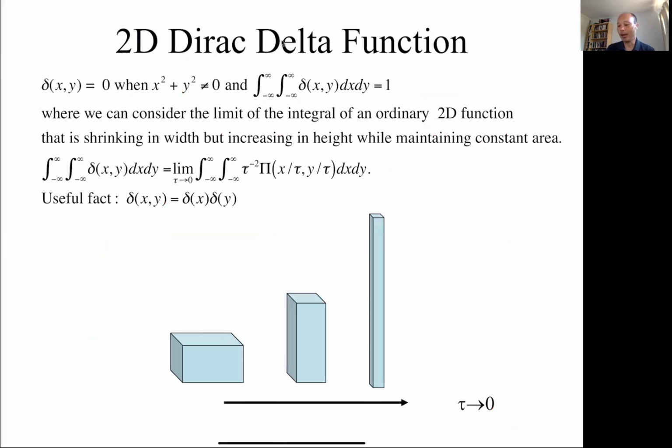So in 2D, we could have a 2D Dirac delta function, which is just delta of x, y equals 0 when x squared plus y squared is not equal to 0, and otherwise the area under the function is equal to 1. So the intuition is the same. You can imagine these little cubes that have area of 1, or in this case, volume of 1, right? And then as you shrink the base, they get taller, so they keep that same volume. We just want a function that gets very, very narrow, but has area of 1. A useful fact for the future is the two-dimensional delta function is just the product of two one-dimensional delta functions.